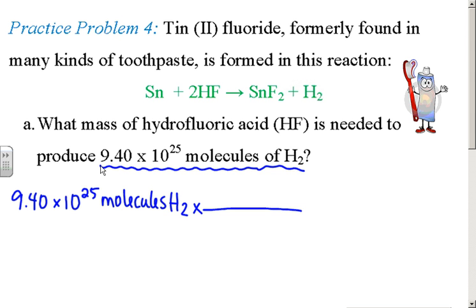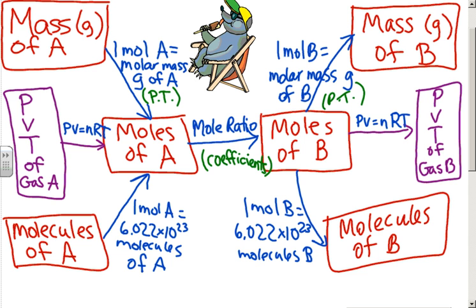They gave me molecules of H2, which would be like molecules of a substance A. And they asked me to find the mass of hydrofluoric acid, which is HF. So they're asking me to find a mass of a different chemical, which would be B. Take out your mole map and let's see what we have. They're giving me molecules of one substance. So they're starting me at molecules of A, and they're asking me to find a mass or grams of a different substance, mass of B.